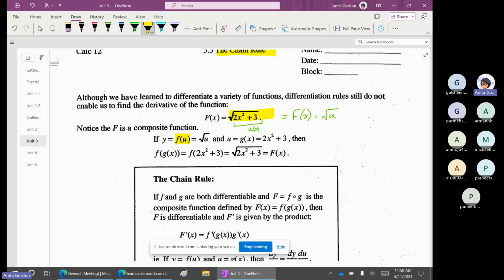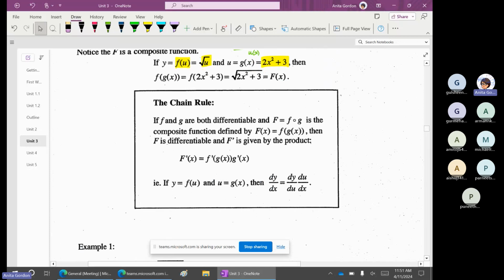F of u, we're going to use the regular power rule, sorry, to take that derivative. But then we also need to be able to take the derivative of the inside function. And again, here we have a polynomial, which we know how to do. We're just going to do the power rule plus the addition rule as well.